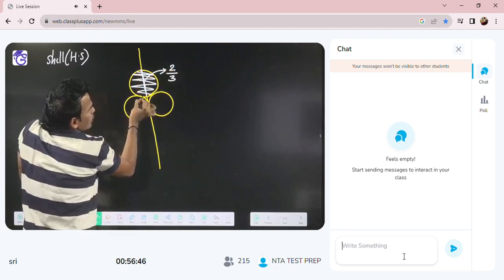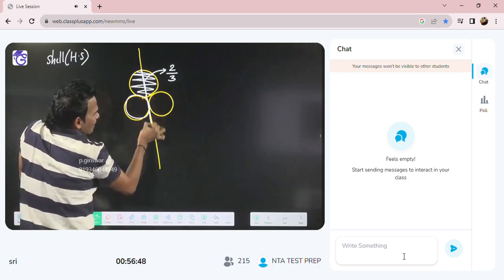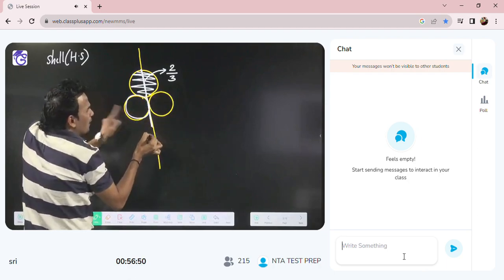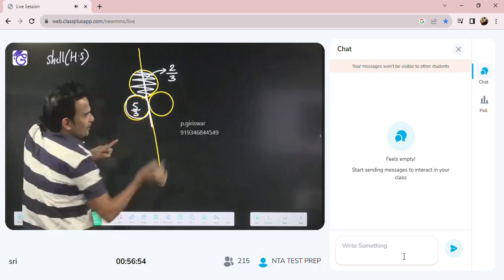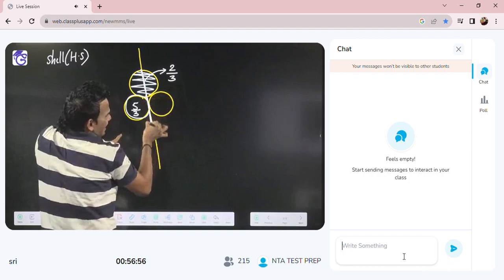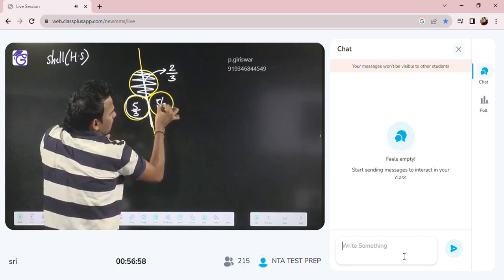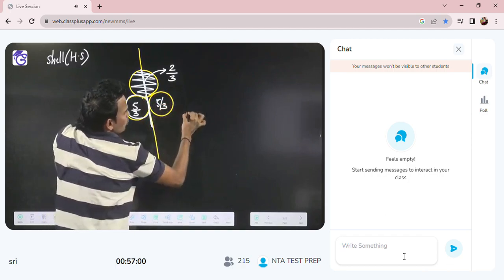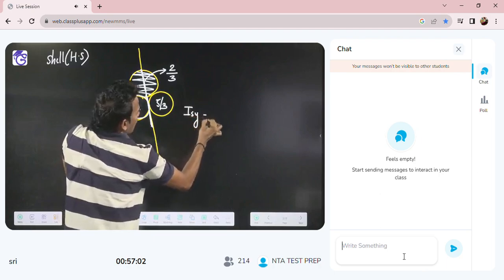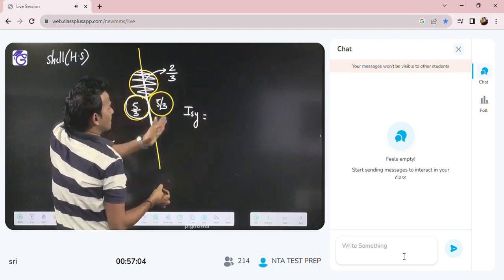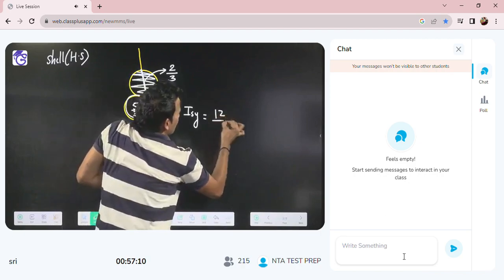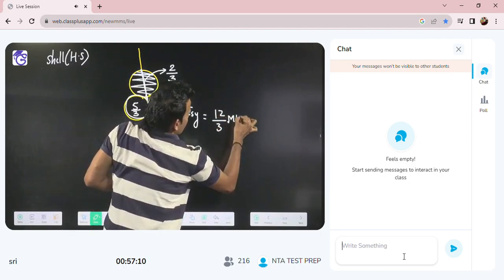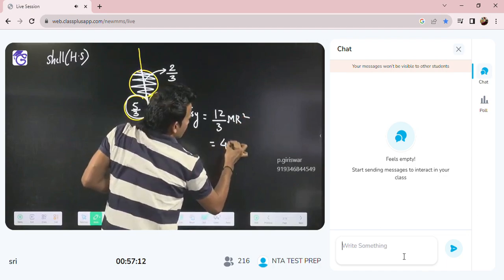For this hollow sphere, the axis is tangent. Just how you calculated about the tangent, it will come 5/3 mr square. For this also, the axis is tangent, so it will come 5/3 mr square. That means the total moment of inertia of the system will become I1 plus I2 plus I3: 2/3, 5/3, 5/3. That will give you 12/3 mr square. Now from here you can get the answer 4 mr square.